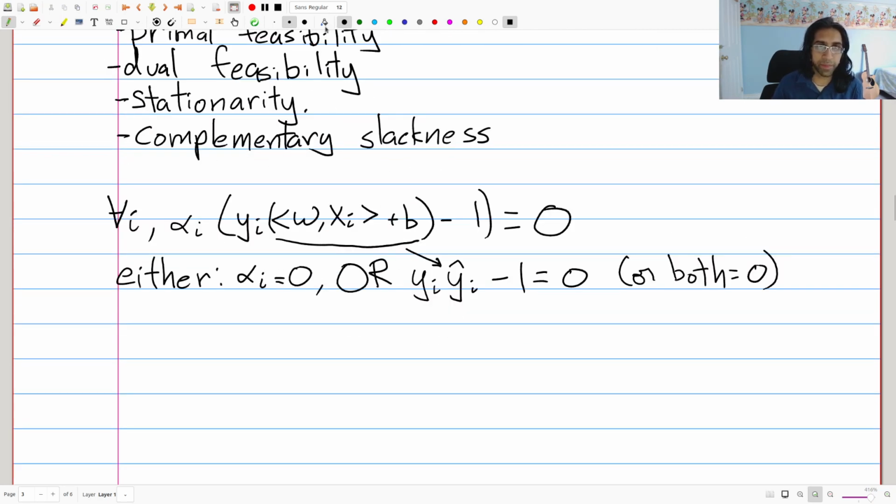So let's draw the picture we had before. Let's draw some points, say something like this. So this is perhaps our data set. And what is our SVM solution going to look like? It's going to look something like this, maybe.